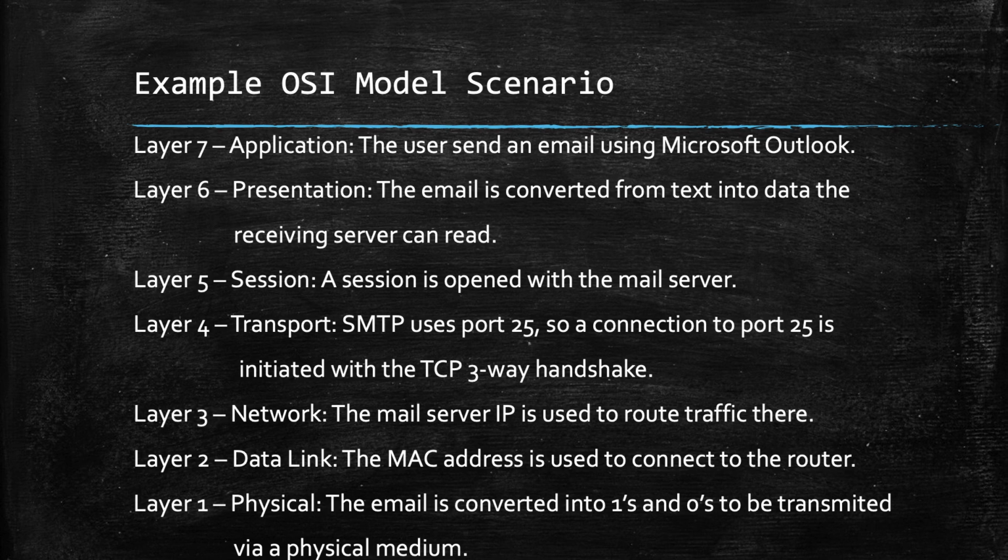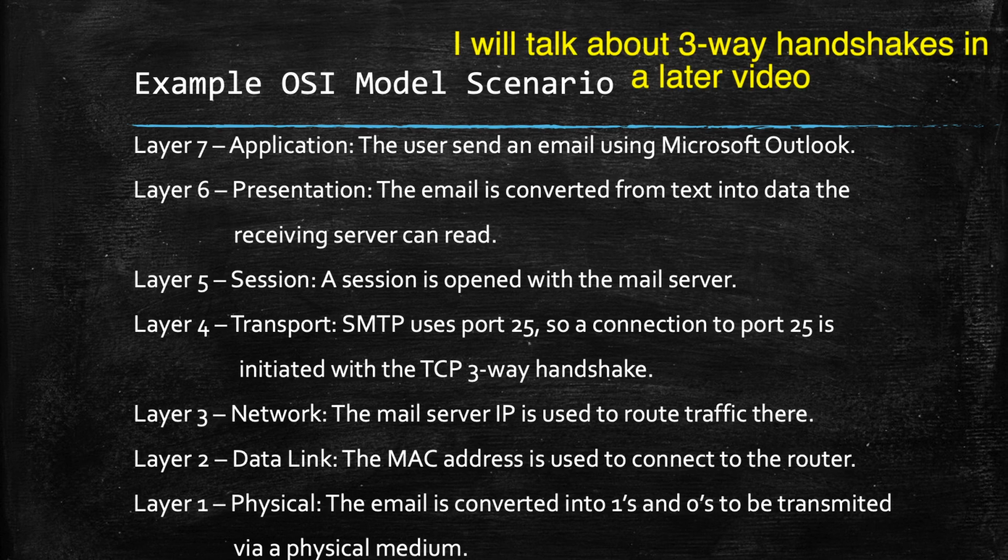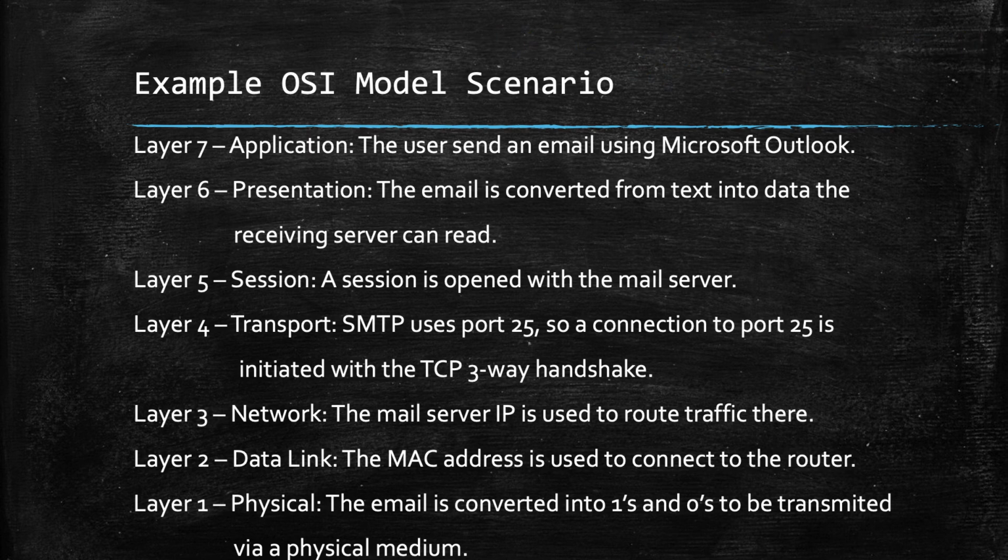And then on layer 4, we have SMTP. We talked about this, this is port 25. So we open up a connection to port 25, and we initiate a three-way handshake. Then we have the network layer, which is going to use an IP address to route traffic there. And then on the data link layer, we're going to use the MAC address to connect to our router, right? Our router is a local device on our network, and that's going to be used to connect to other networks. And then the physical layer is how the actual data is going to be transmitted across the internet.